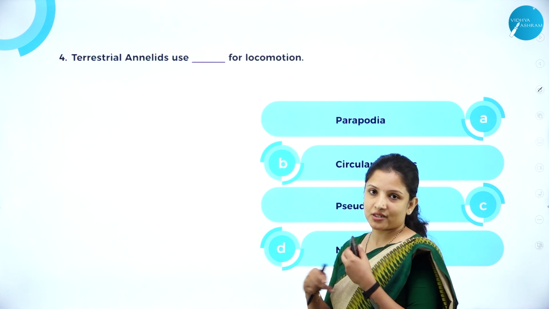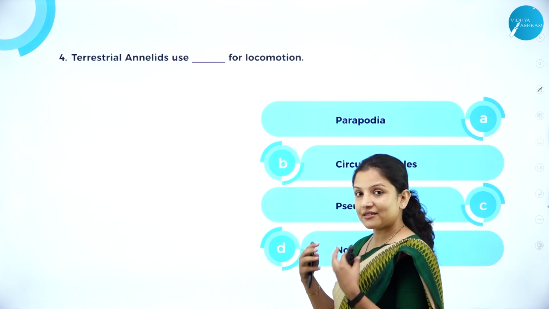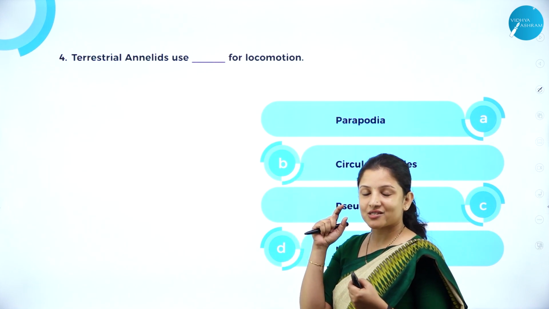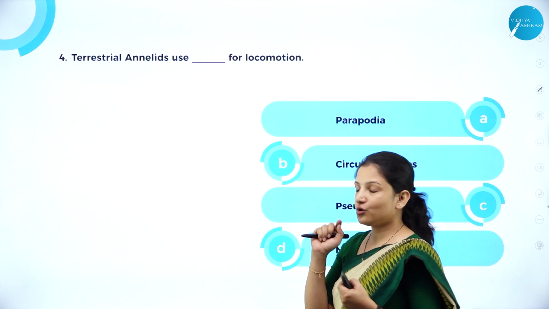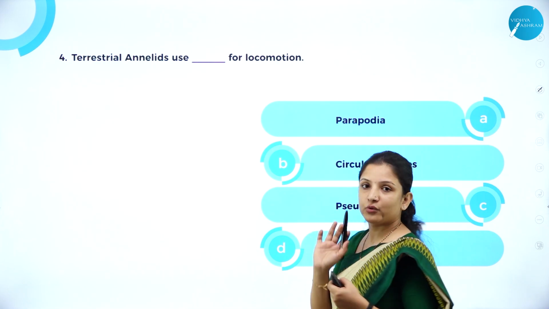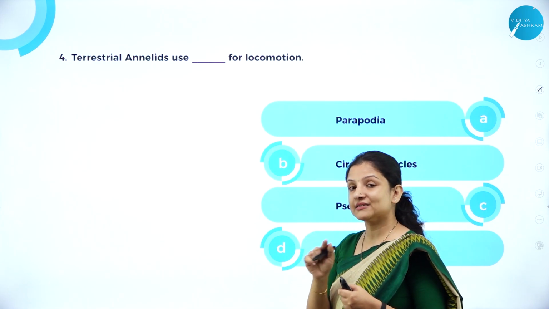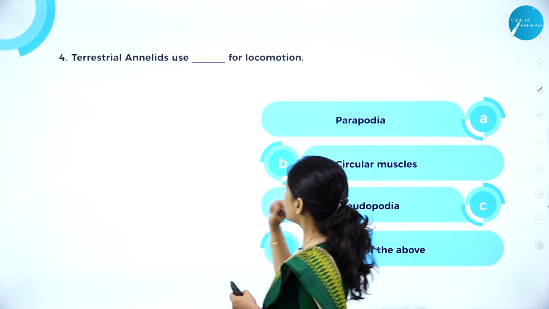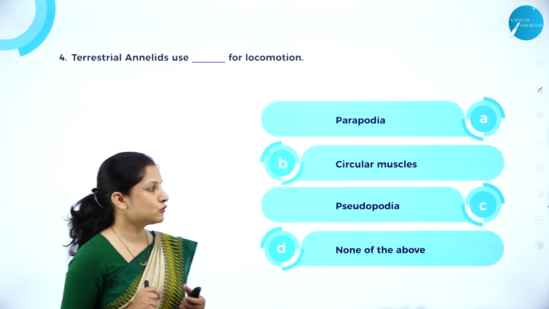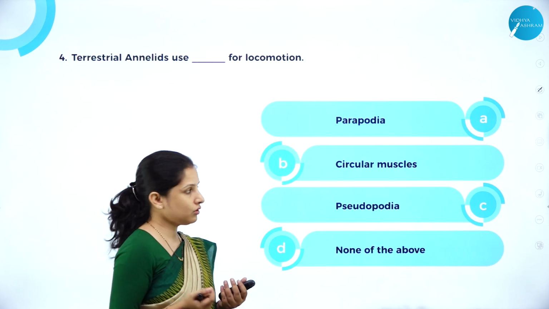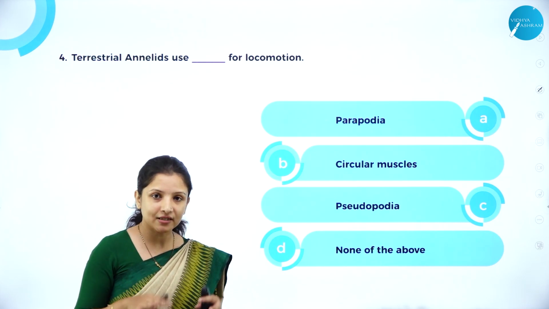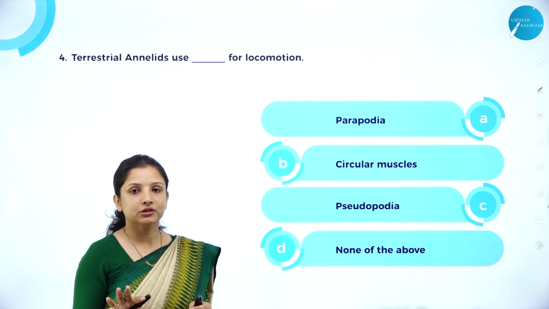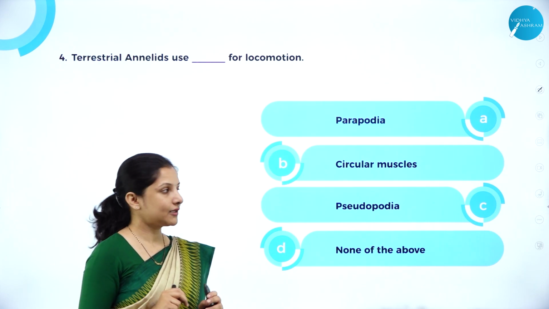See how the question has been twisted, right? Terrestrial. Now be very, very careful here. What did I ask in the question? Terrestrial annelids. Don't mark it as parapodia. It will become wrong because parapodia are present in aquatic annelids, not in terrestrial annelids. So terrestrial annelids use dash for locomotion. Is it parapodia? No. Of course, parapodia is present in annelids, but is it present in terrestrial annelids? No, it's present in Nereis, which is an aquatic annelid.